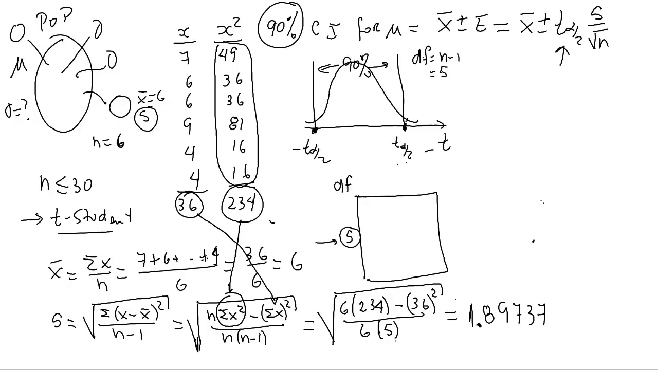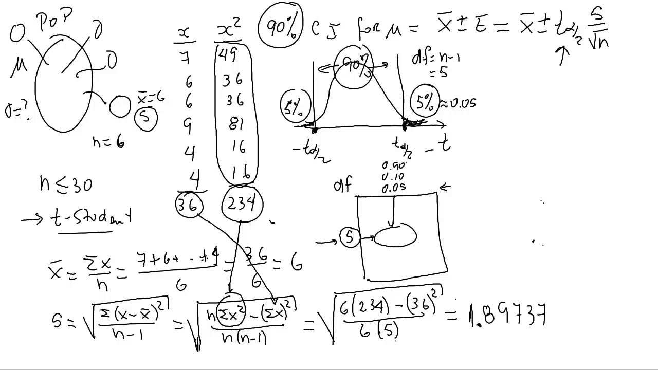And what is the area in this tail? The area in this tail should be 5%. Why 5%? Because this other one should be another 5%, and the total area under the curve is 100%. Then in this row, we need to find the area in the tail, 0.05. In two tails, 0.10, and in the middle, 0.90. The intersection of this column and row in the t-student distribution for 5 degrees of freedom is 2.015. That is the value that we need here. That is my critical value.